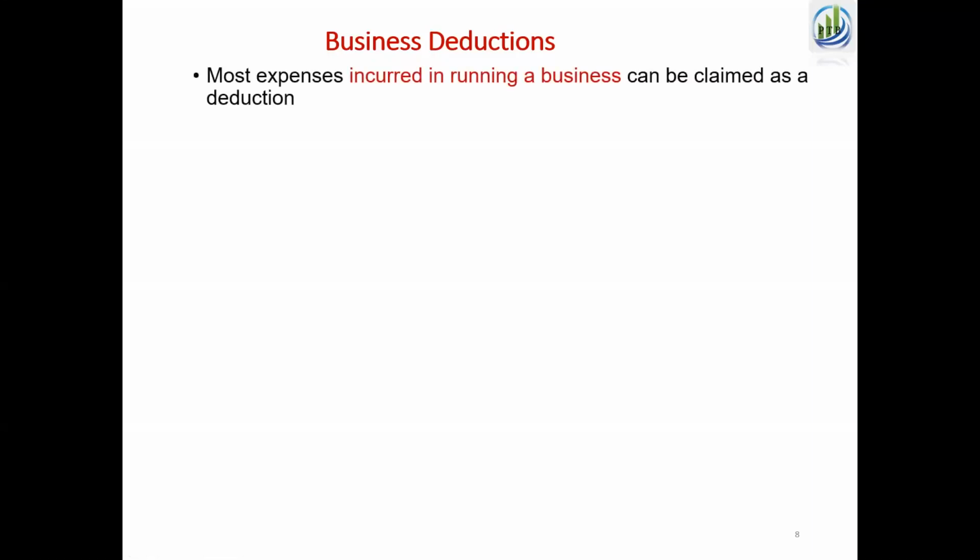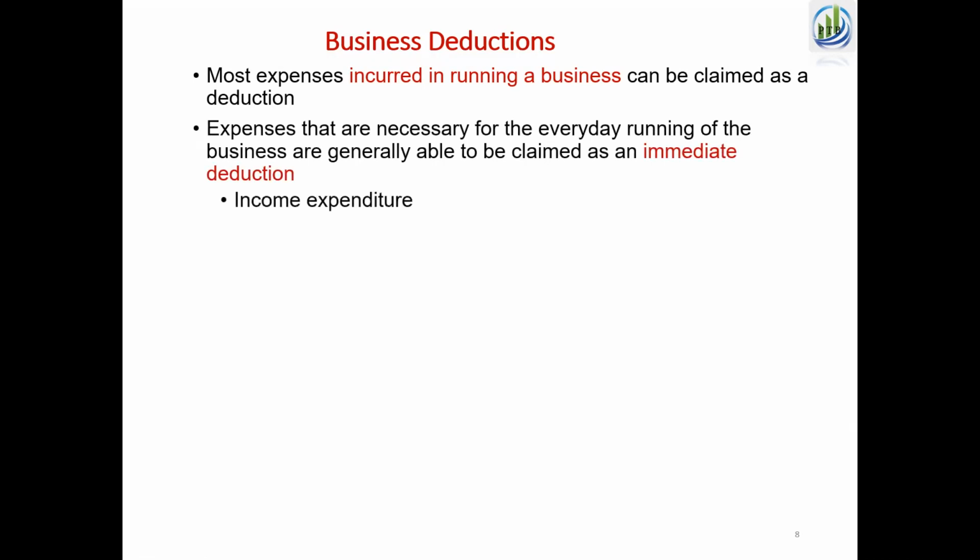Now we will move to business deductions. Most expenses incurred running a business can be claimed as a deduction. As I said, expenses necessary to carry on the business can be deductible. So we will see there are two types of expenses. One type of expense can be deducted immediately. Any expenses necessary to carry on day-to-day operations, your operational expenses, can be deducted immediately.